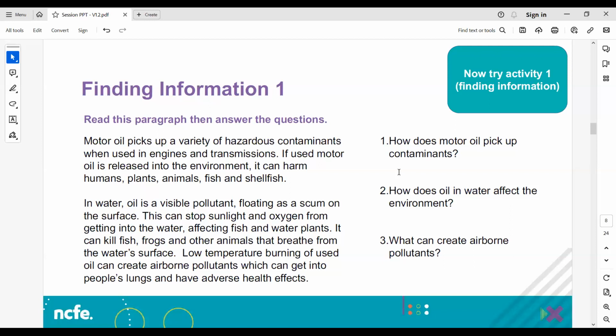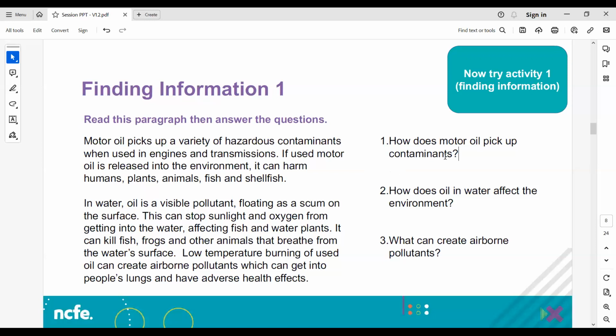If it is released into the society, into the Use motor environment. oil that is released into the environment harm human, plants, animals, fish, and shellfish.